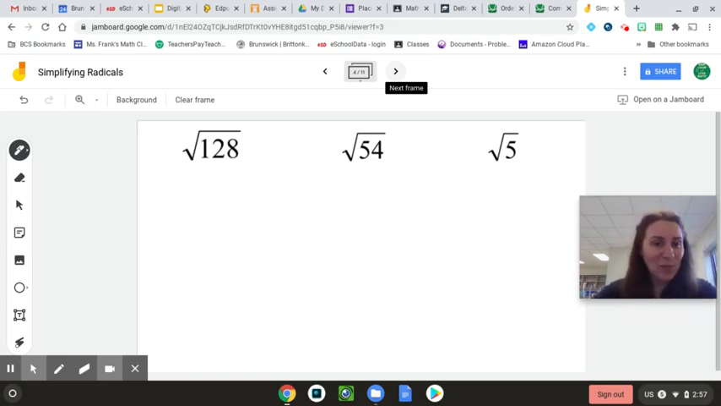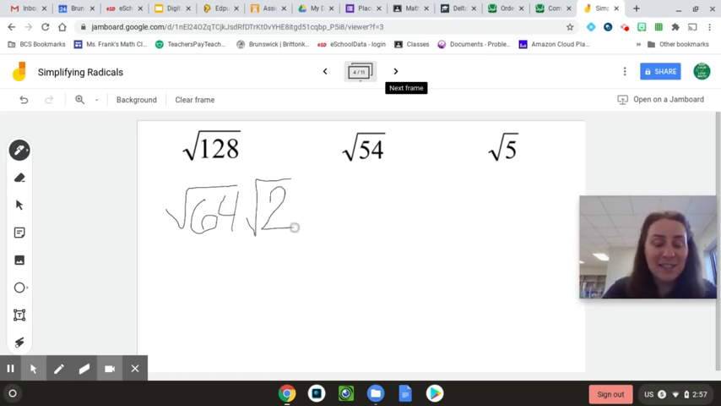And if you tried it, you probably noticed it does work. Right? 64 goes into 128 twice. So 64 times 2 is 128. And again, you should know the square root of 64 is 8. So we leave that as 8 radical 2, since again, I don't want a decimal for my answer.